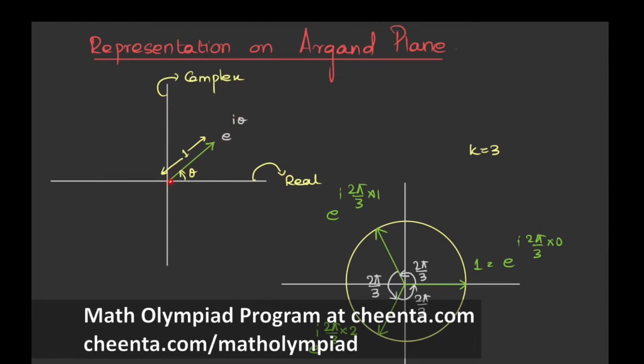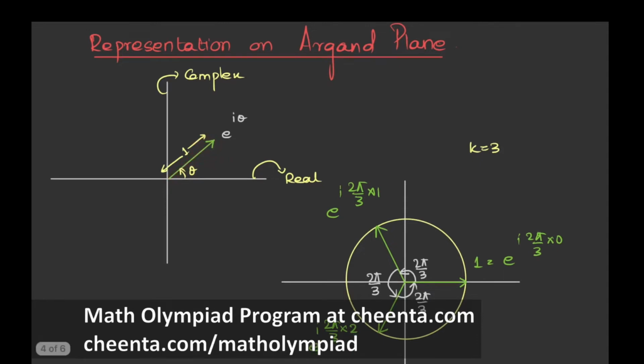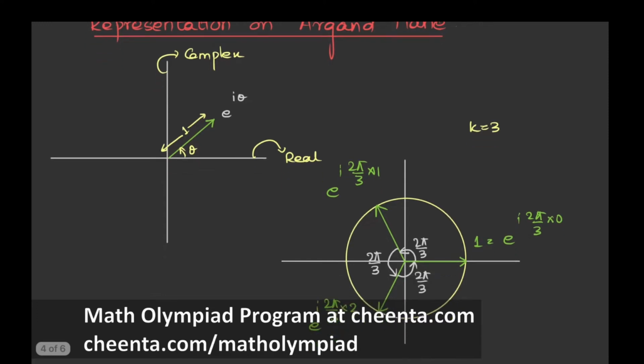So similarly, a complex number in its exponential form as e to the power i theta is a vector of length 1 unit and at an angle theta in anti-clockwise direction from the real axis. So this vector is the vector representing e to the power i theta. Now, keeping this in mind, we come back to our nth roots of unity.